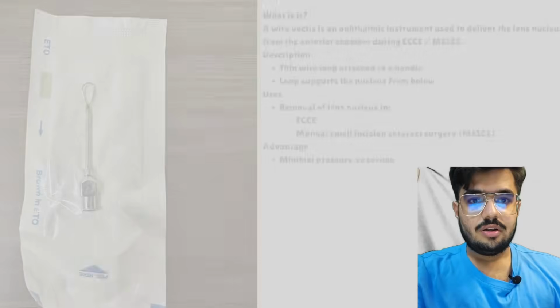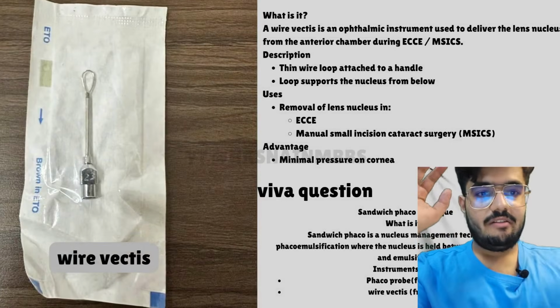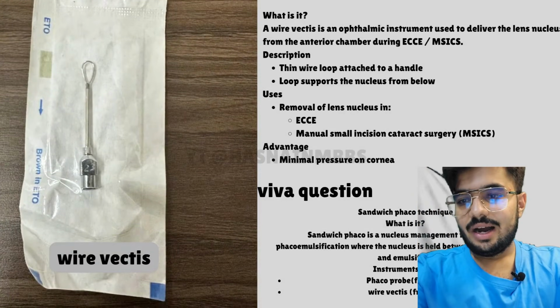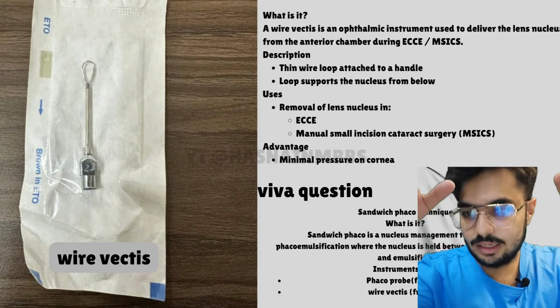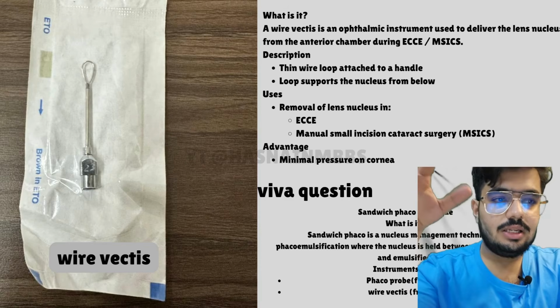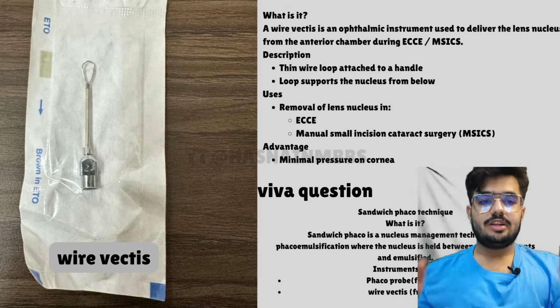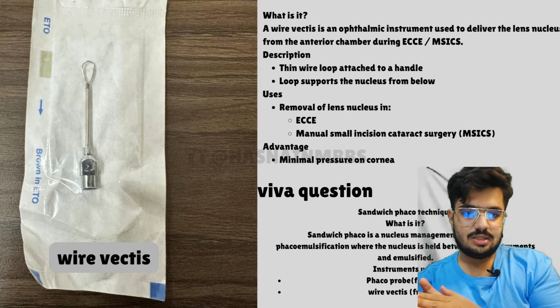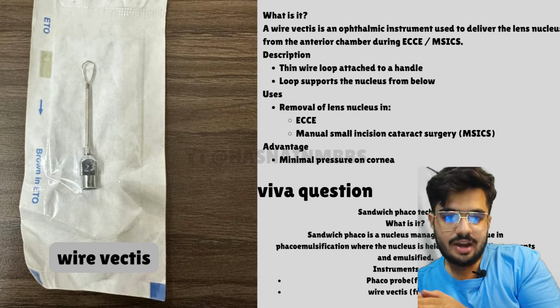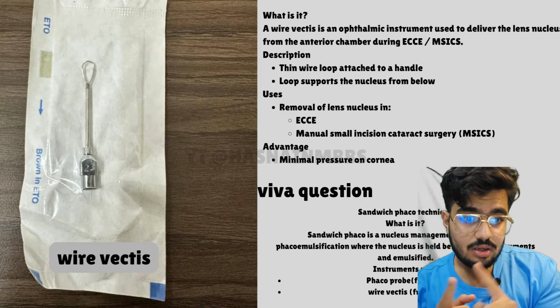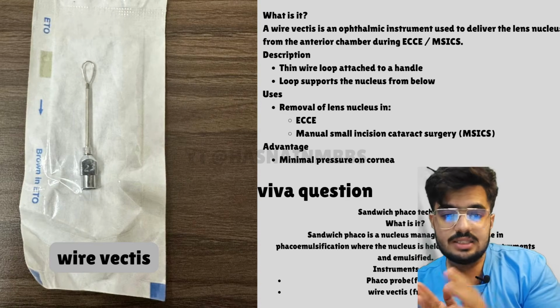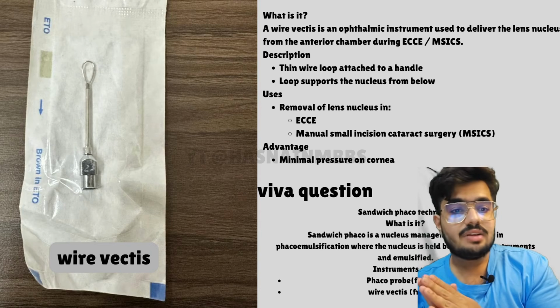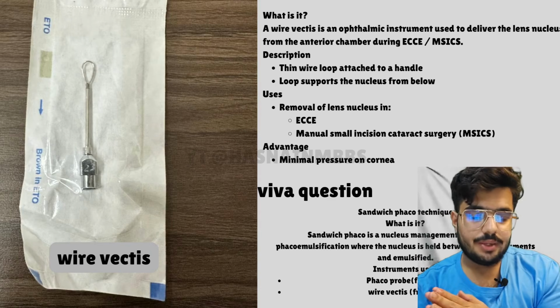Let's go further. Now we'll talk about the wire vectis. This wire vectis is an instrument used to deliver the nucleus from the anterior chamber during surgery like SICS or ECCE. We use this wire vectis to remove the lens nucleus. The advantage of this instrument is minimum pressure on the cornea.